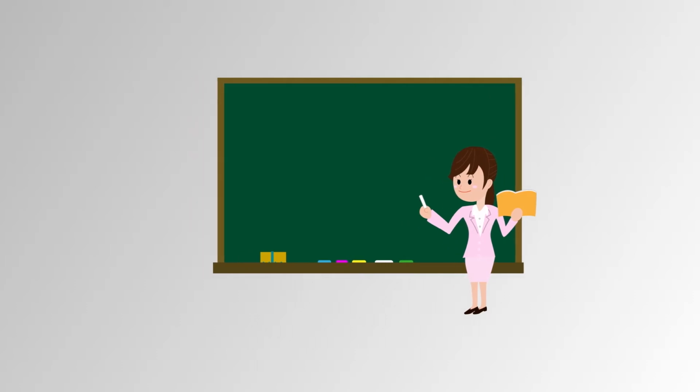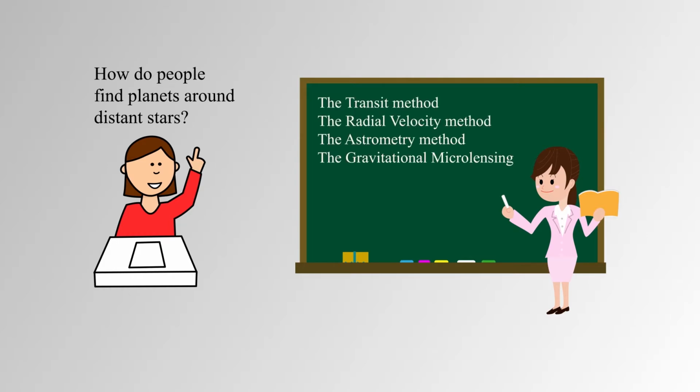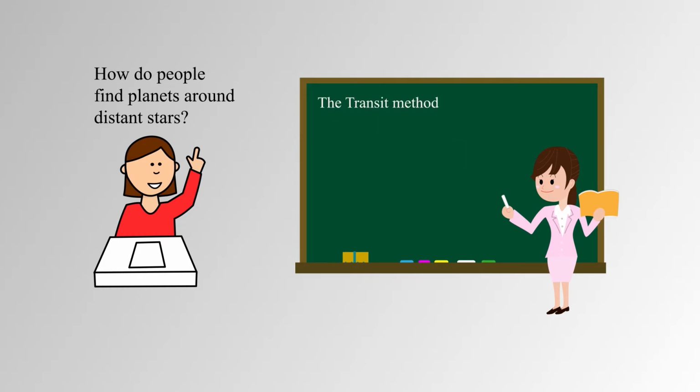Simulation of a transit method for detection of exoplanets. Maria is a physics teacher in college. One day, while in class, a student asked her how people find planets around distant stars. She named various methods for discovering planets, including the transit method, which is the most effective one.